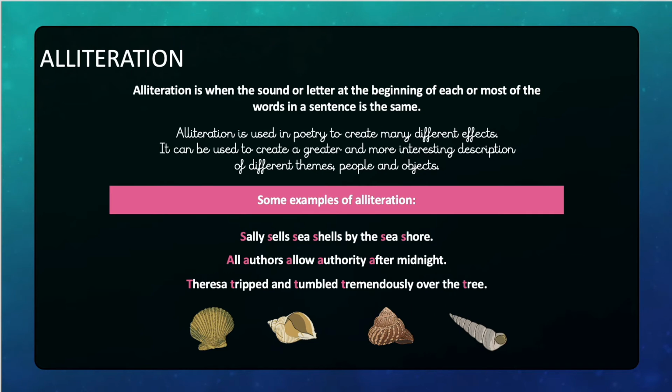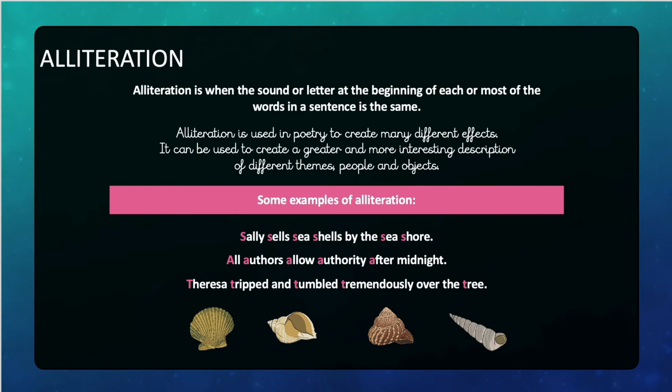Some examples. Sally sells seashells by the seashore. All authors allow authority after midnight. Teresa tripped and tumbled tremendously over the tree. You say them quick enough to become tongue twisters. But you notice that we have the same sound or letter at the beginning of each or most of the words in a sentence.